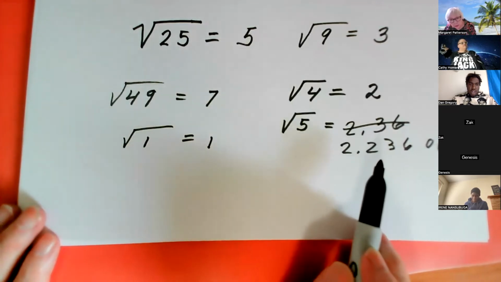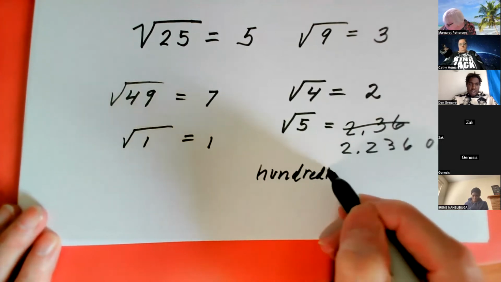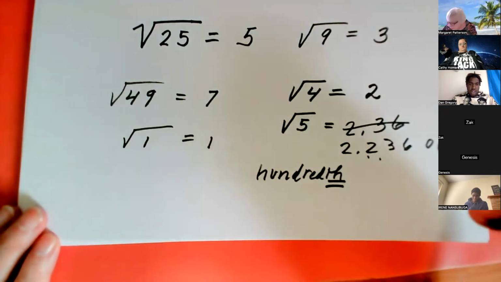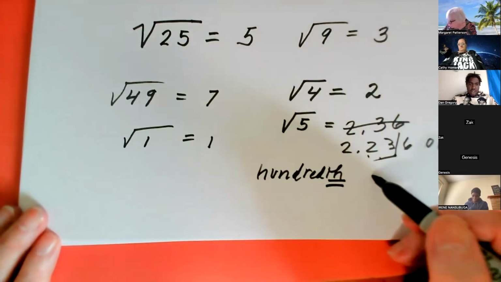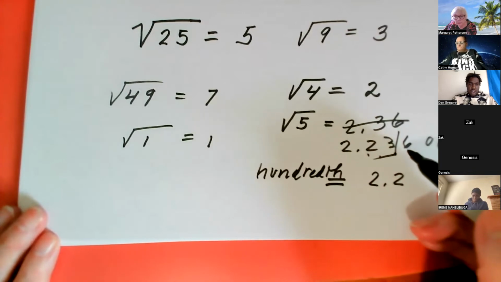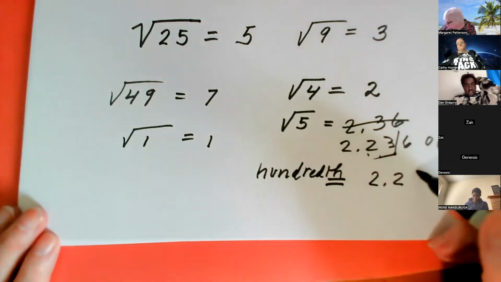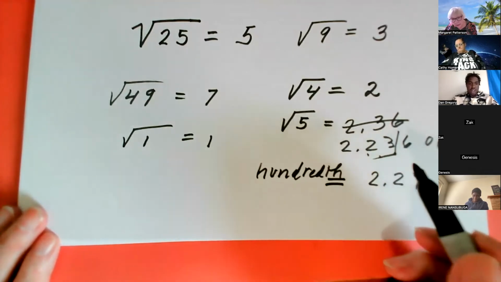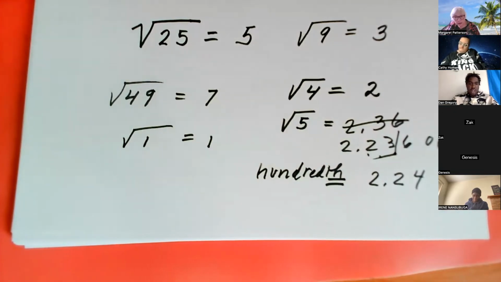But for practical purposes, if somebody needed this and somebody said, okay, round it to the nearest hundredth, notice the TH, tenths, hundredths, right? You would go 2.23 or 24? 4. 4 it is. Because the very next number is 5 or more, making this last number go up 1. Otherwise, it would have stayed 2.23. So this is what you do.